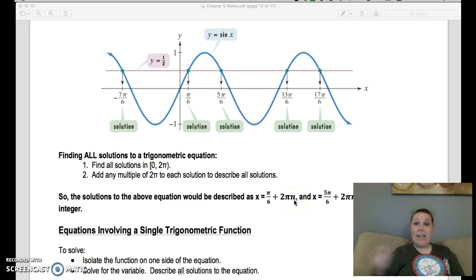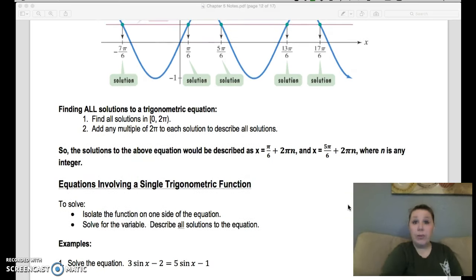n is going to be just any integer, so that's going to represent our multiples of 2pi. If n is 0, that means I'm just within one circle. If n is 1, that would be an additional time around the circle. If n is 2, that would be adding 4pi, so that'd be 2 additional times around the circle, and so on. And so there's 2 possibilities, but this really represents infinitely many possibilities: pi/6 plus any multiple of 2pi, and 5pi/6 plus any multiple of 2pi, okay?